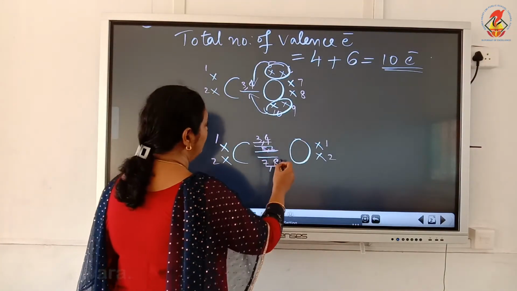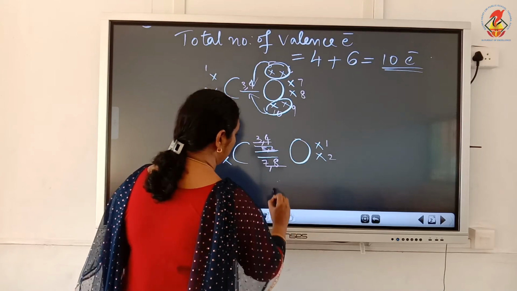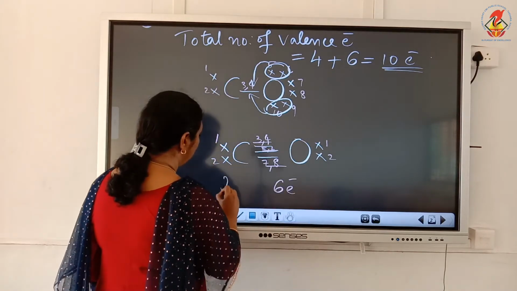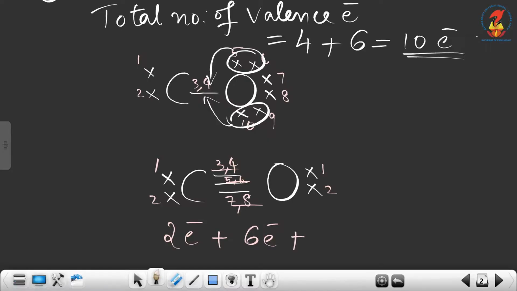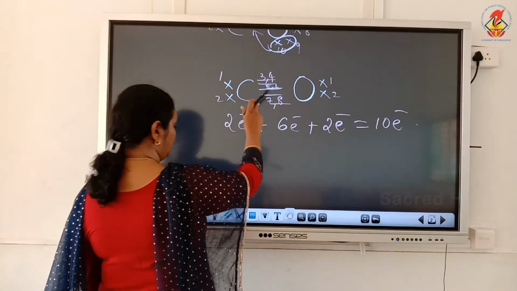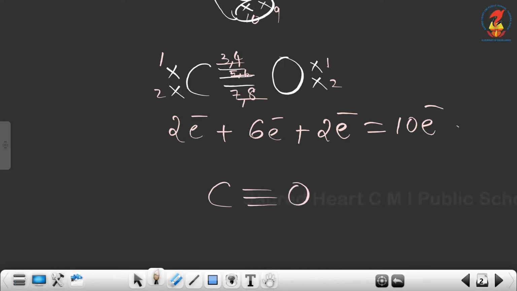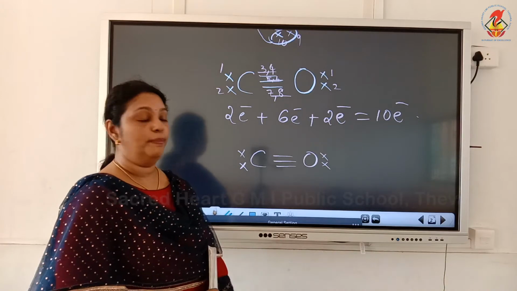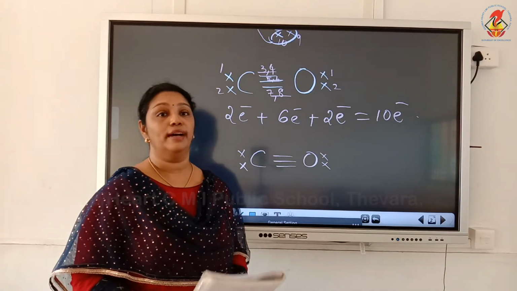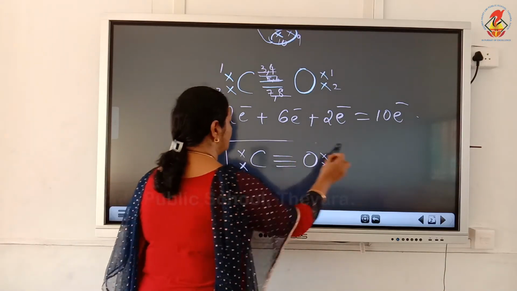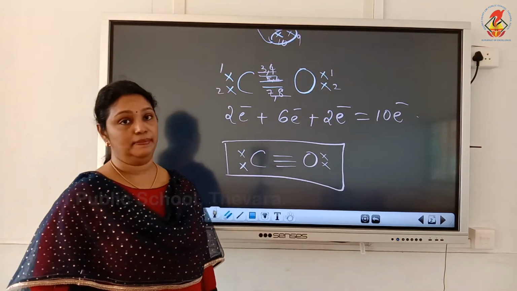Now, you count the total number of electrons in both. Here we have the triple bond, 6 electrons. Then here we have 2 electrons. Then here again from oxygen, lone pair, we have 2 electrons. What is the total number? 10 electrons. So, what is the Lewis structure of CO or carbon monoxide molecule? It is C triple bond O with a lone pair on oxygen and a lone pair on carbon. So, this is the Lewis structure of carbon monoxide.